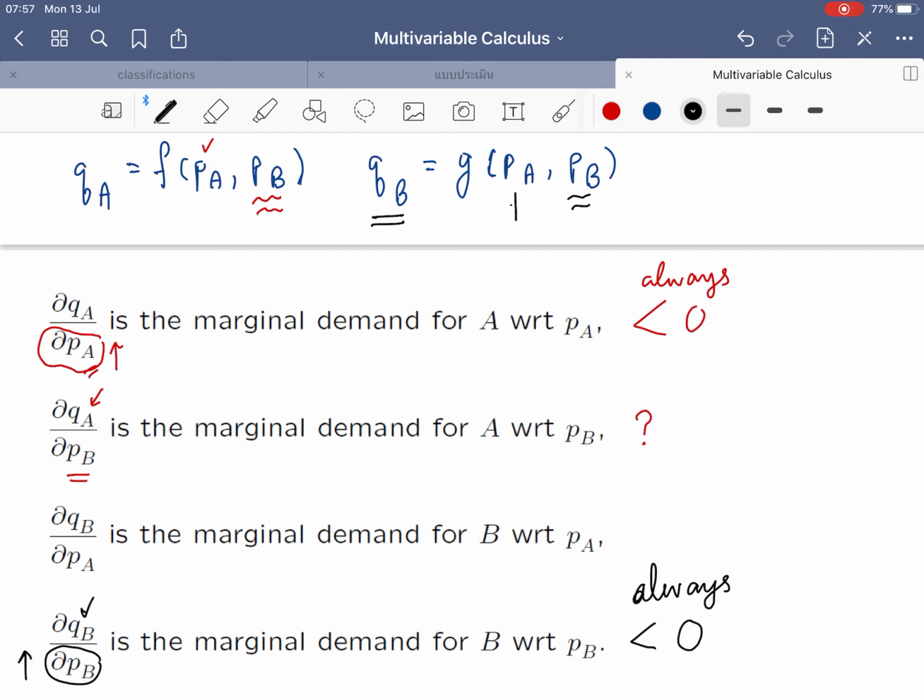However, if we try to find a partial derivative of the demand for product B with respect to the price of the first product, we are asking what happens if the first product gets more expensive, what happens to the quantity demanded of the second product? Again, here we don't know. These two are the ones that you need to really determine.